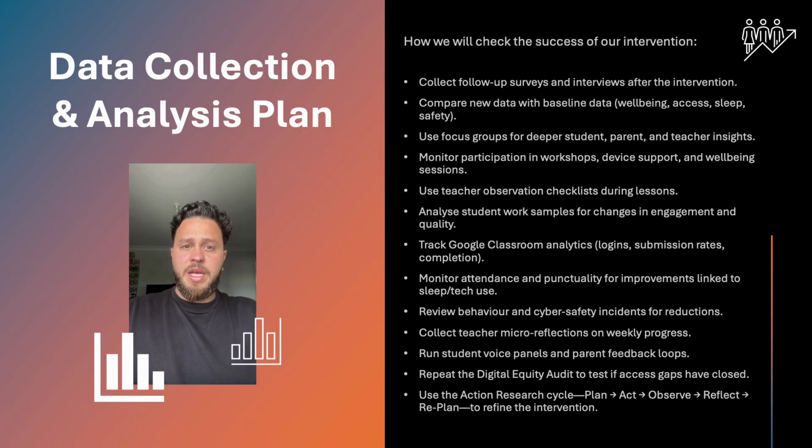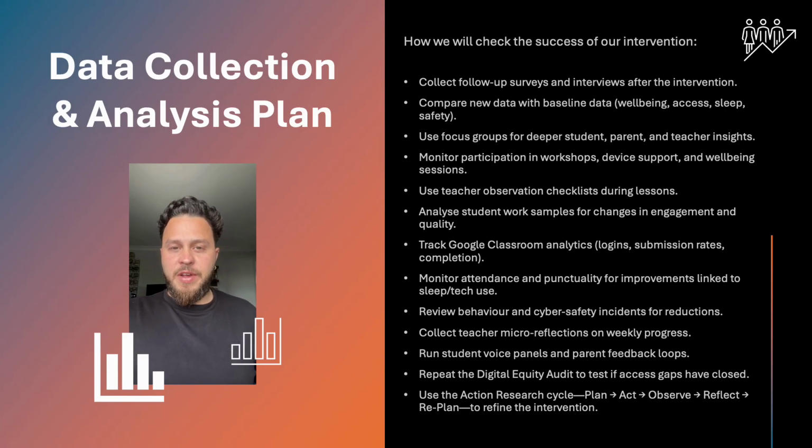To check whether our digital wellbeing and inclusion program is genuinely improving student outcomes, we'll be measuring progress across every stage of the action research cycle. In the plan phase, we set our baseline using surveys, interviews, focus groups, and by reviewing policies, communication records, and digital behaviour patterns. During the act phase, we monitor the intervention in real time through teacher observation checklists, participation records, weekly or fortnightly teacher reflections, and student learning artifacts. This helps see whether engagement, access, and well-being begin to shift.